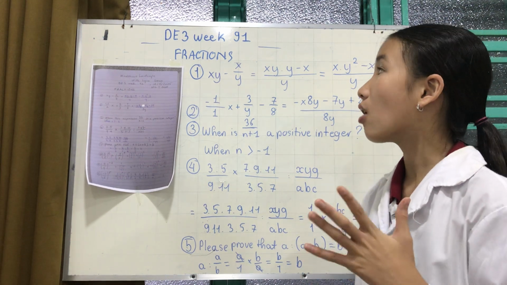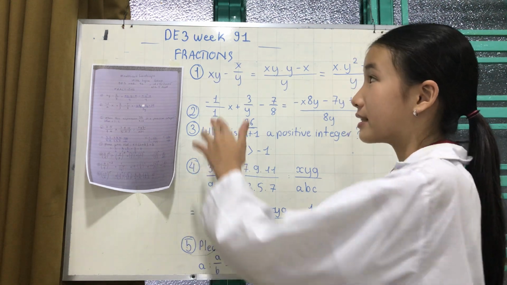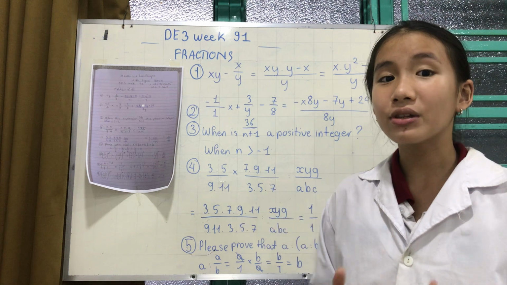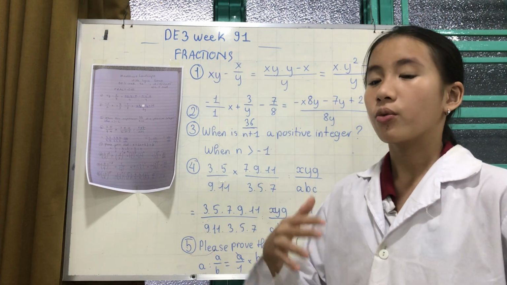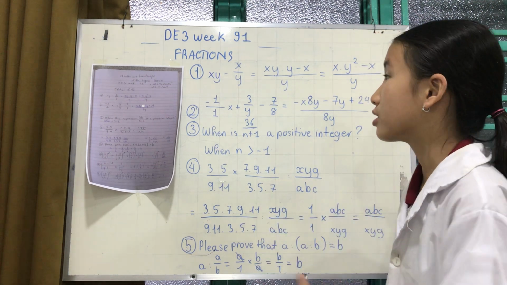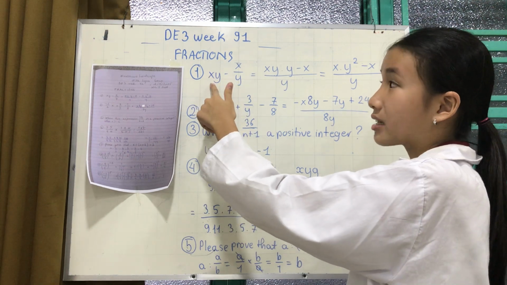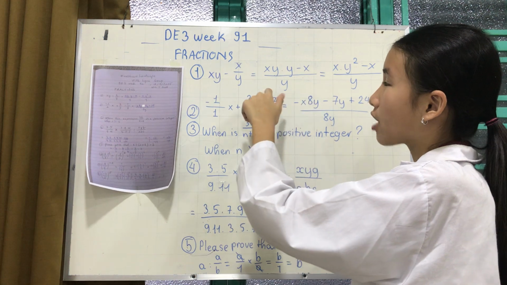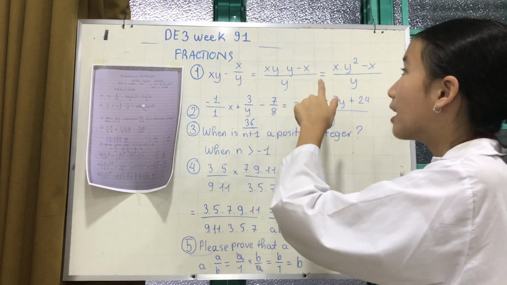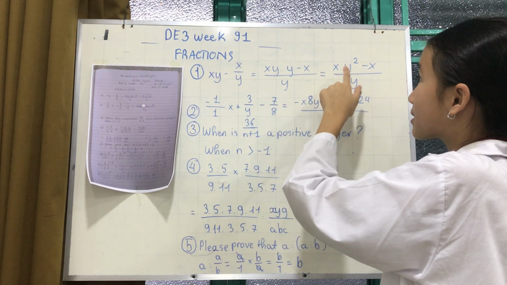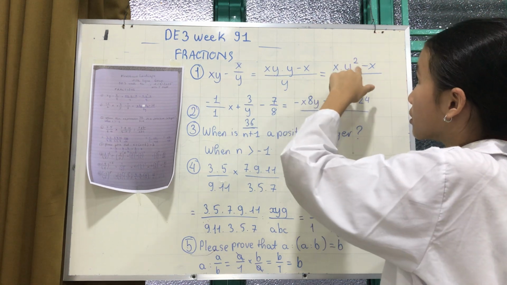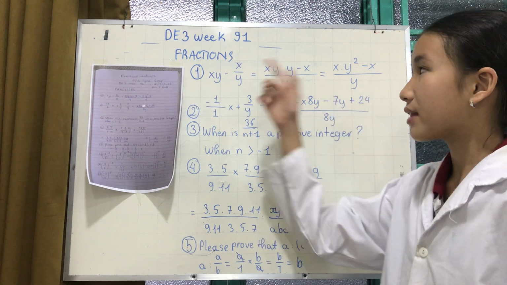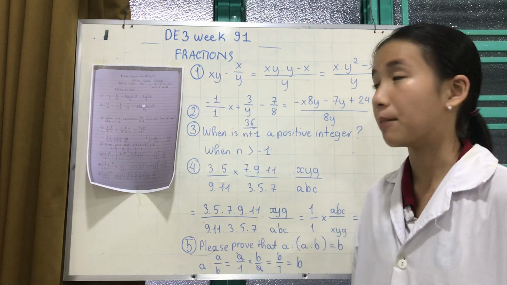So let's get started on the first problem, which is xy minus x over y. To do this problem, I figured out that we need to have a common denominator. So I multiplied this by xy by y, and here I have written this out over the common denominator of y and simplify this to x times y to the power of 2 minus x over 2y. So that is my answer for problem number 1.